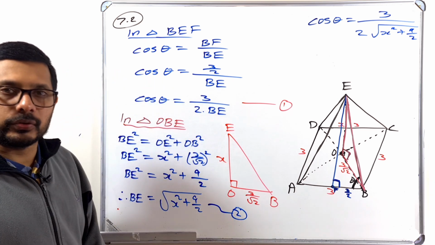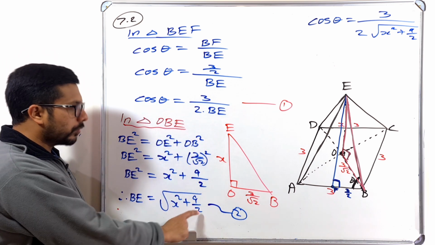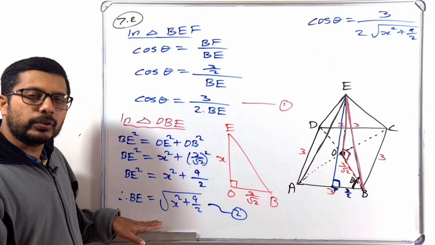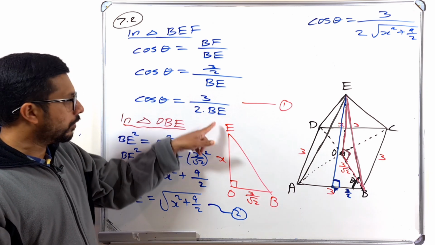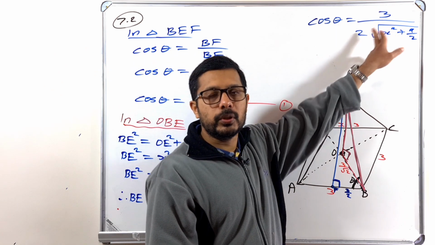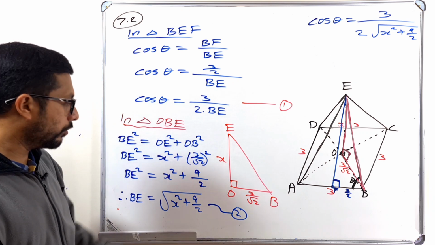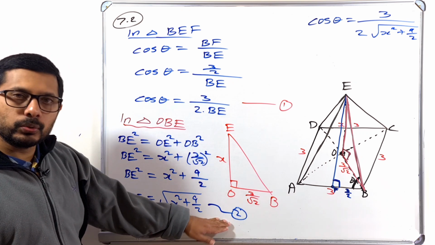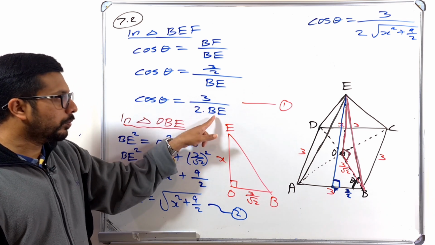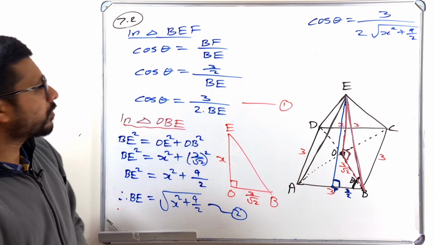Can you say what we have to do? Substitute this equation number 2 in equation number 1. BE is equal to this one. So next step you have to write: substitute equation number 2 in equation number 1. So instead of this BE, you have to write this one. Is it not that what we want to prove? 3 by 2 into that one. Okay. So guys, that is question number 7.2. So you have to complete this one. That means instead of this BE, cos theta is equal to 3 over 2 times this. And that is what we want to prove. Okay.